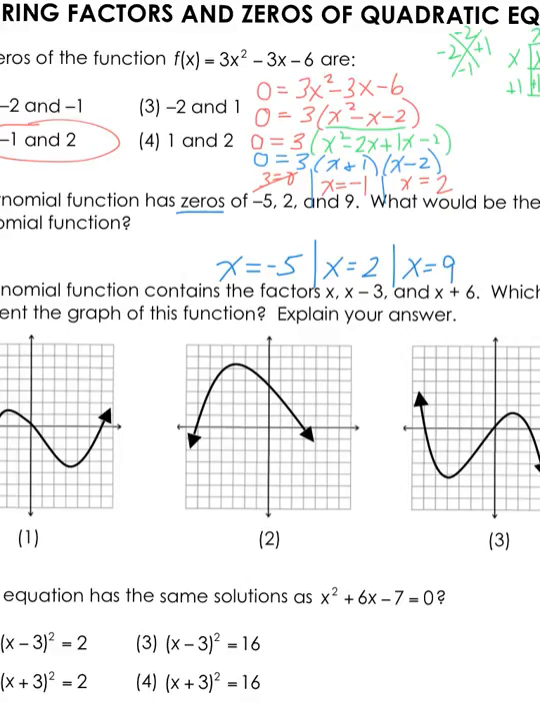They want to know what the factors would be. Well, the factors are going to be what would be in the parentheses above this. We just talked about this at the end of the last problem. It's going to be the opposite sign. So this is going to be x plus 5. This is going to be x minus 2. This is going to be x minus 9. Those are the factors.